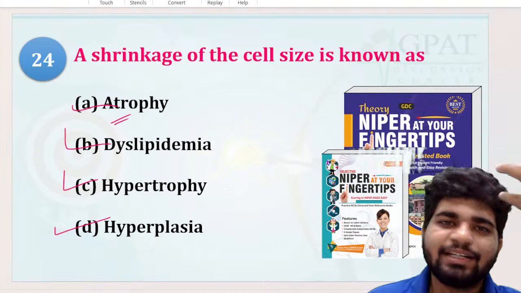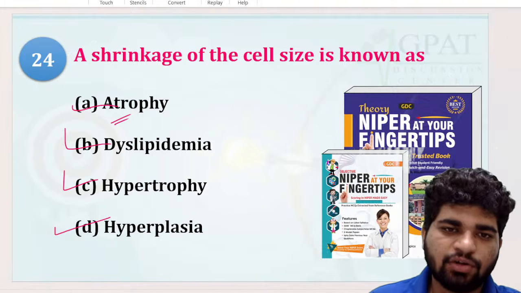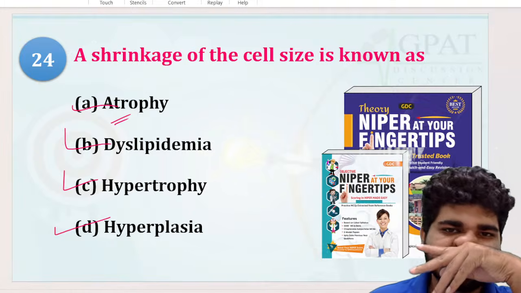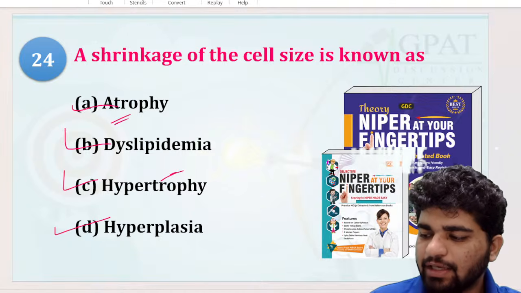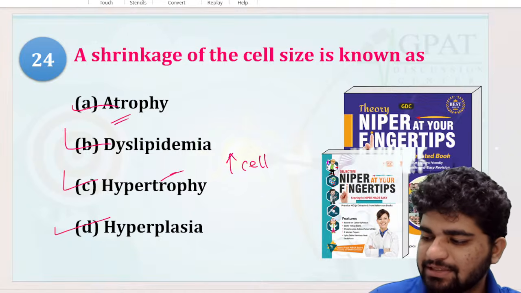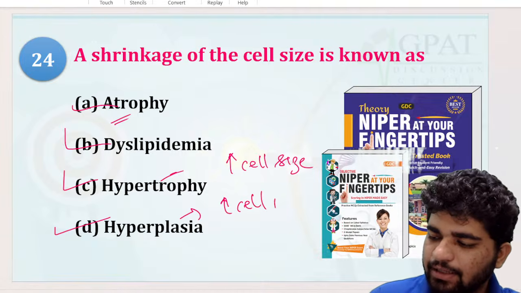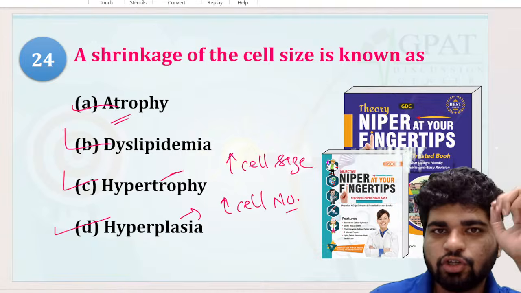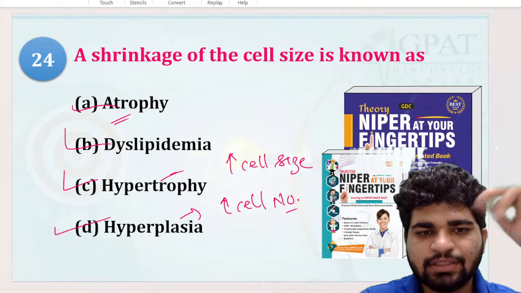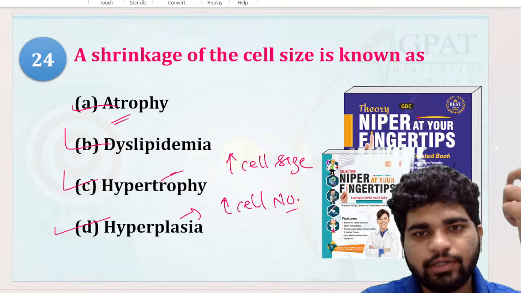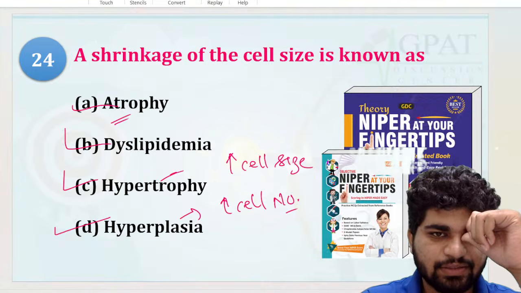Atrophy. Dyslipidemia, that is in the case of your cholesterol levels, though it doesn't have any correlation with cell size. Hypertrophy is nothing but an increase in cell size. Hyperplasia is an increase in cell number. So make sure you remember the difference between all these three terms of cell size.